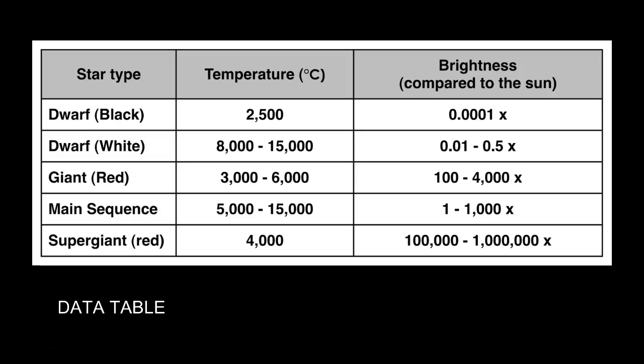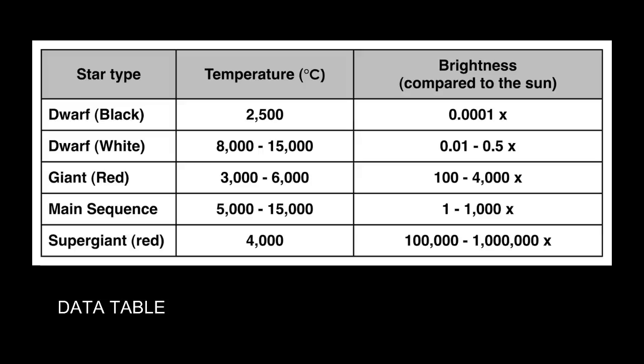This is a data table that will help you understand the different temperatures. For instance, the main sequence stars rate a temperature of 5,000 to 15,000 degrees Celsius, and they are 1 to 1,000 times as bright as the sun.